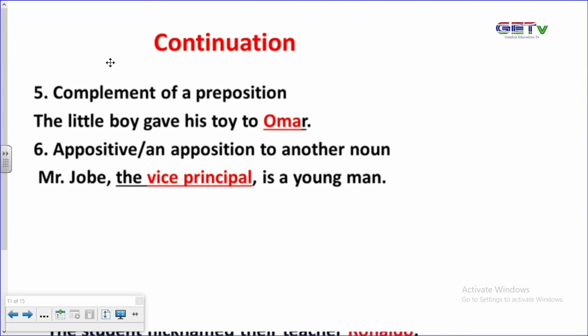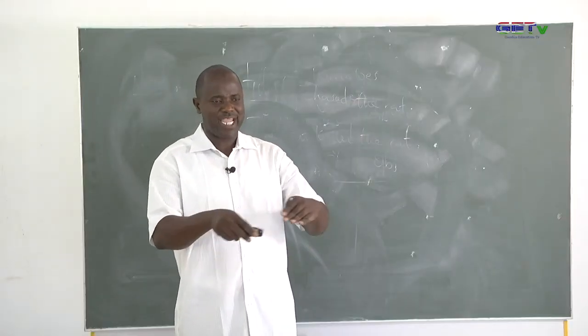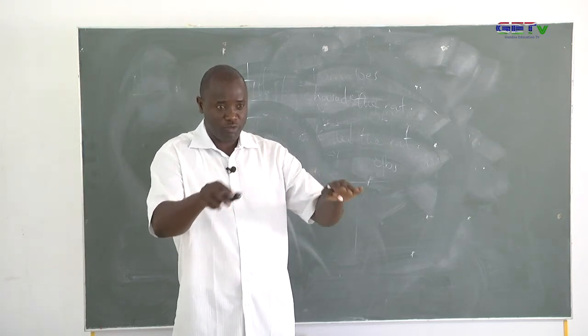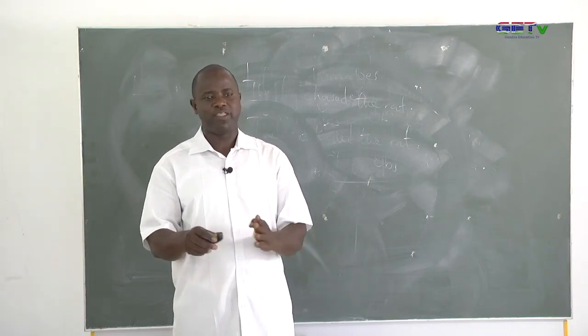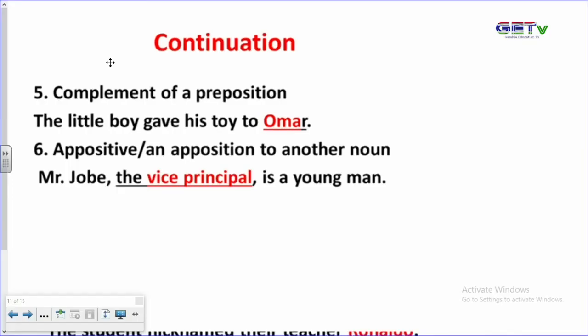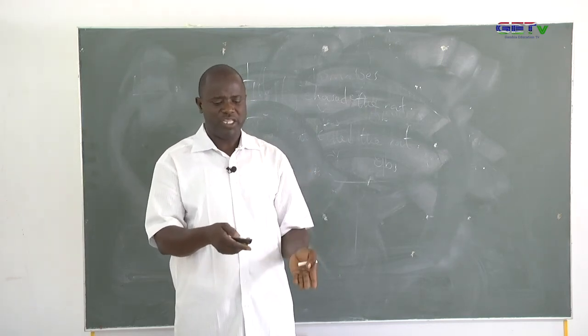Job. I told you that a sentence can make sense without an appositive. You can say Mr. Job is a young man. Your sentence is there. You can also say Mr. Job, the vice principal. Here, by mentioning the vice principal, you are trying to rename him or to define him. But with or without it, your sentence is there. You can simply say Mr. Job is a young man, the same as Mr. Job, the vice principal. So here, bringing in the vice principal, you are telling us who Mr. Job is. Because you could say Mr. Job, the teacher, or Mr. Job, the soldier. So this noun now becomes an appositive to the noun.